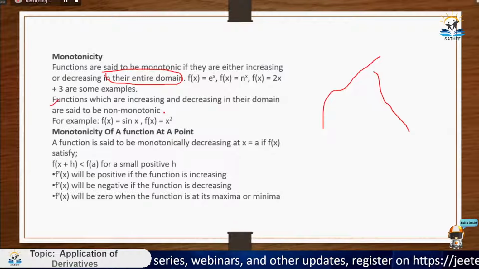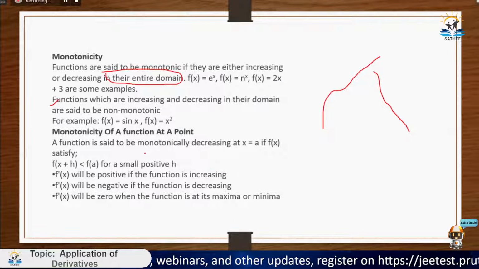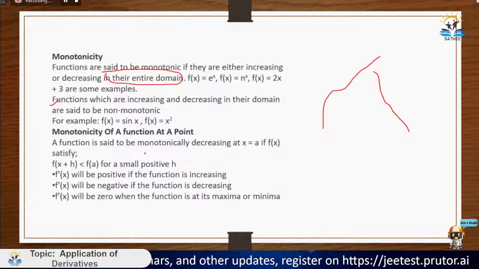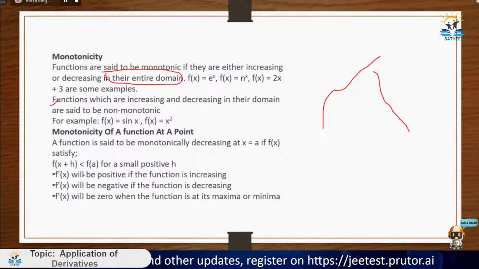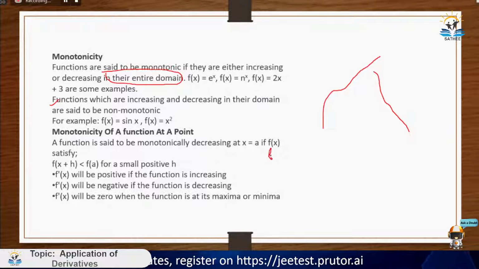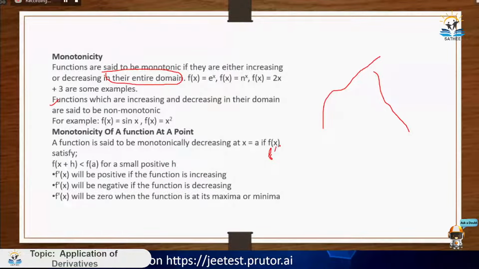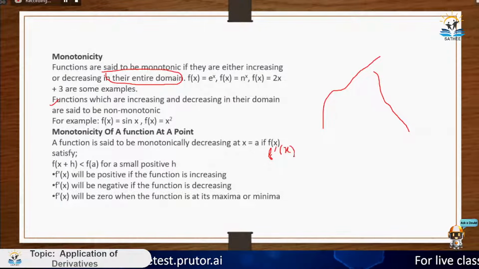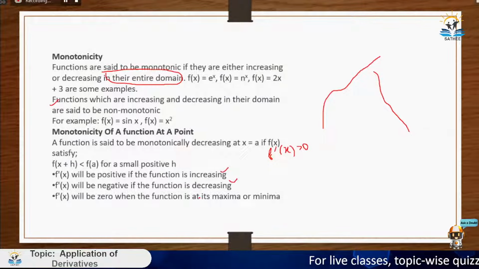Then moving ahead, monotonicity of a function at a point. इसको मैं कैसे check करूंगा? I will say like if my function f dash x will be positive, then the function is increasing, जो मैंने आपको बताया था. If my f dash x is greater than 0, then my function is increasing. If my f dash x is less than 0, then my function is decreasing. And if it is equal to 0, then my function is at either maximum or minimum.